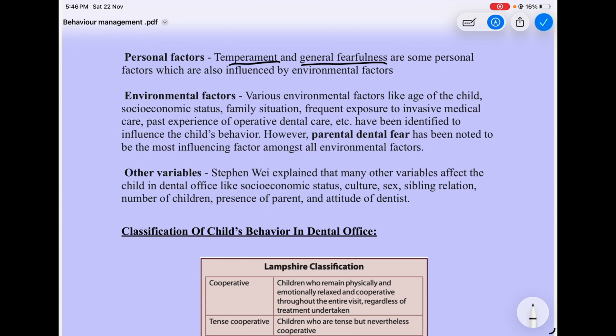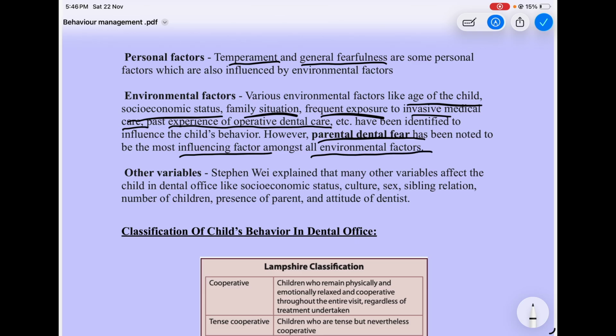Various environmental factors like age of the child, socioeconomic status, family situation, frequent exposure to invasive medical care, past experience of operative dental care, etc., have been identified to influence the child's behavior. However, parental dental fear has been noted to be the most influencing factor amongst all the environmental factors.